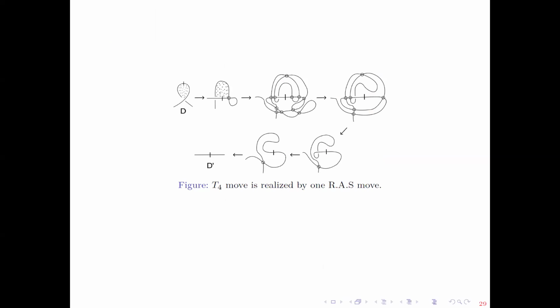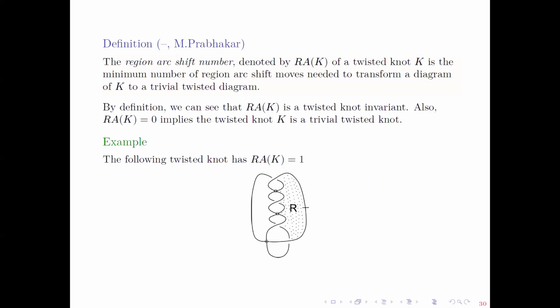The next thing is to define the region arc shift number. It is the minimum number of region arc shift moves needed to transform a diagram to a trivial twisted diagram, over all diagrams. And this becomes an invariant because we are taking the minimum. This is an example where after applying the region arc shift move on this dotted region, it becomes trivial. So the region arc shift number is 1. This is also non-trivial, and you can check this with the Q polynomial.